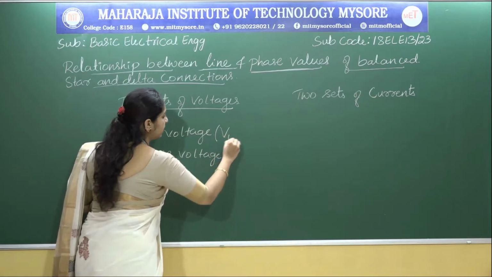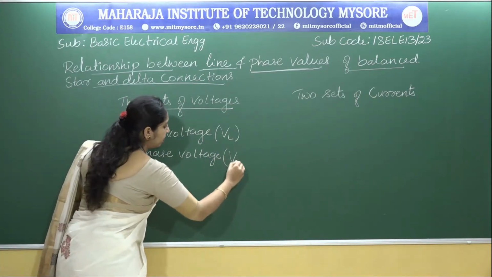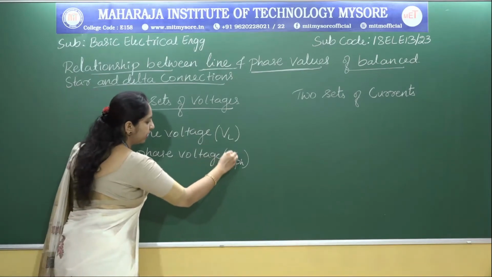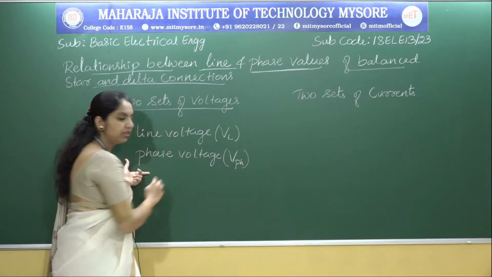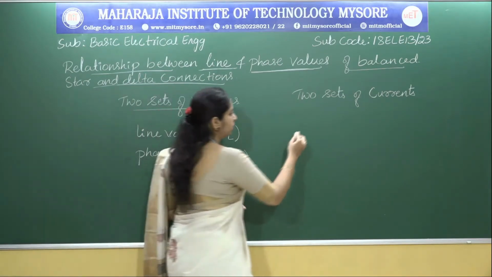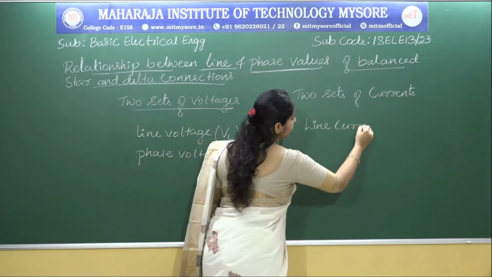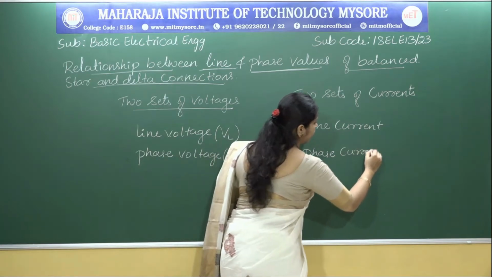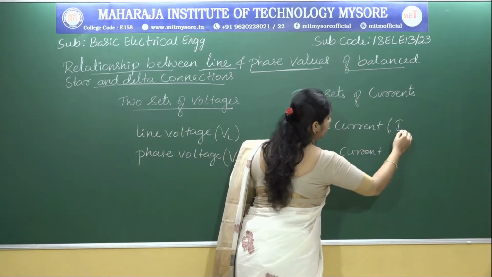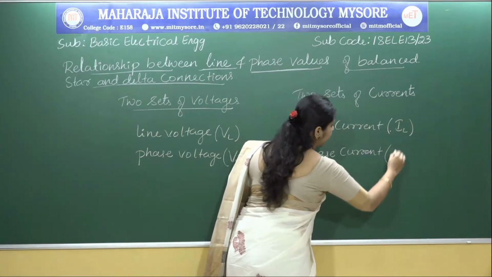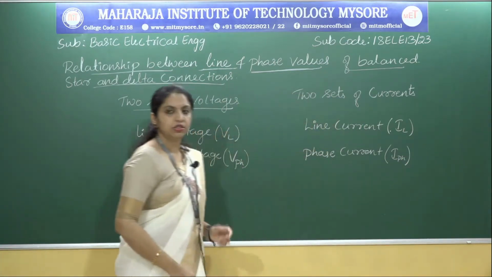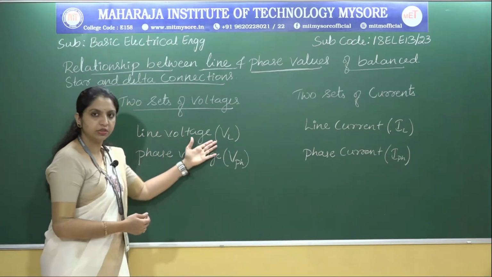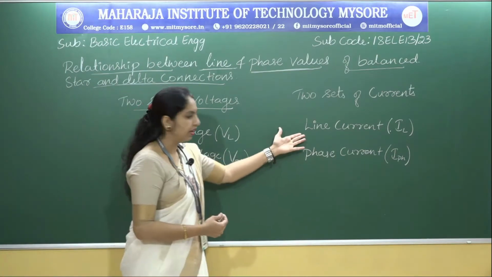Line voltage can be represented as V suffix L and phase voltage can be represented as VPH, that is the voltage V with suffix PH. PH indicates the phase. Similarly we have two sets of currents: one is line current and the other is phase current. We represent line current as IL, and phase current as IPH. Throughout this chapter, we are going to deal with these four terms: line voltage VL, phase voltage VPH, line current IL, phase current IPH.